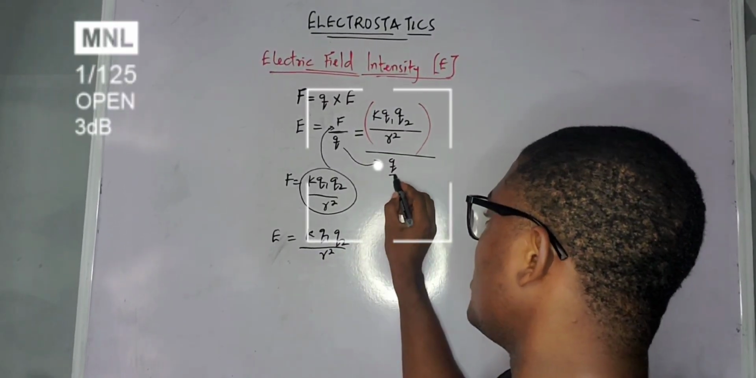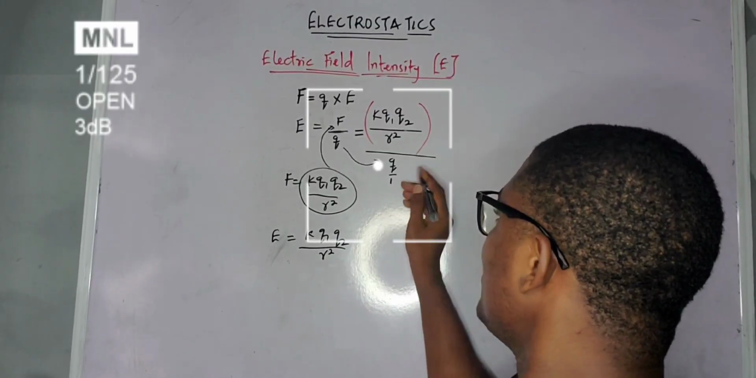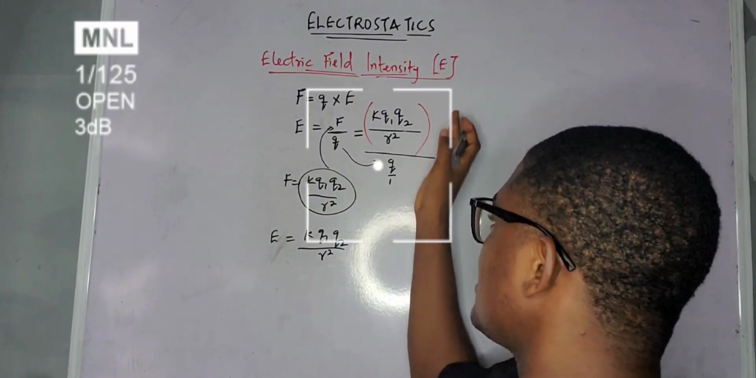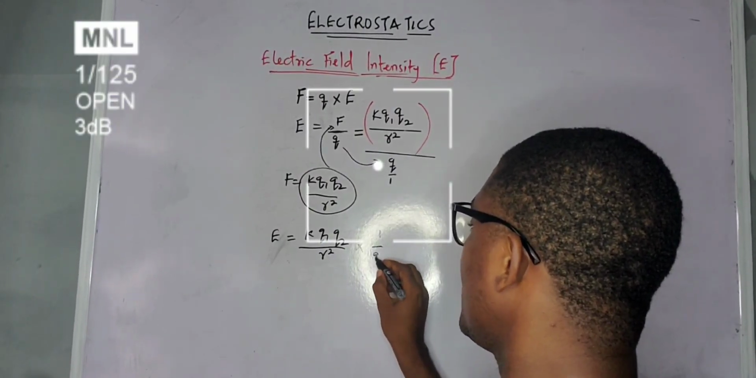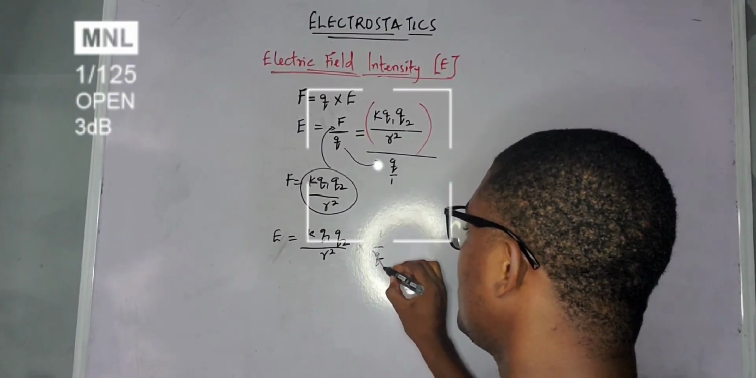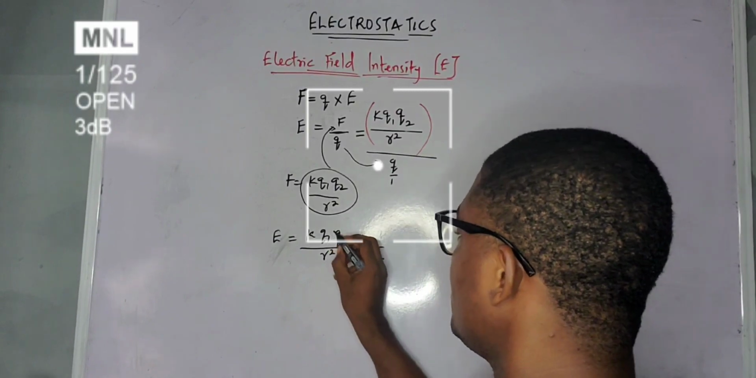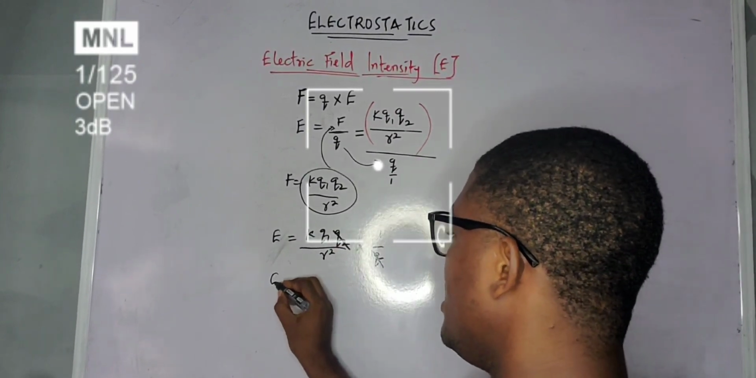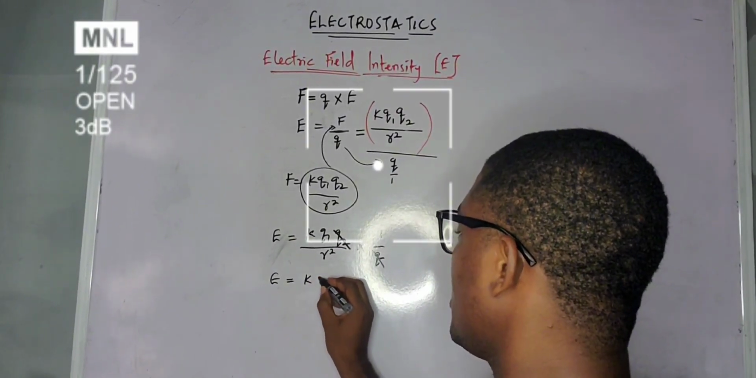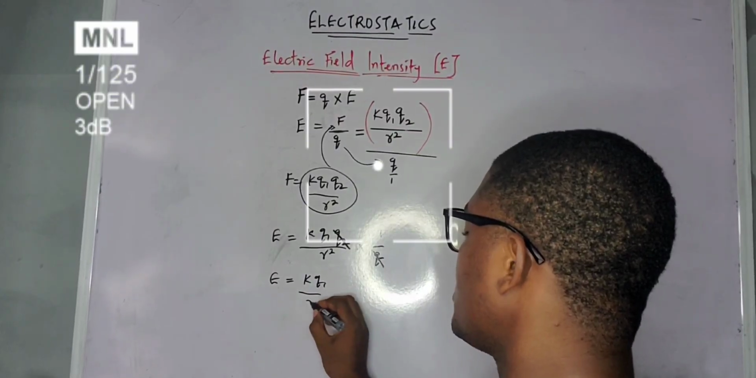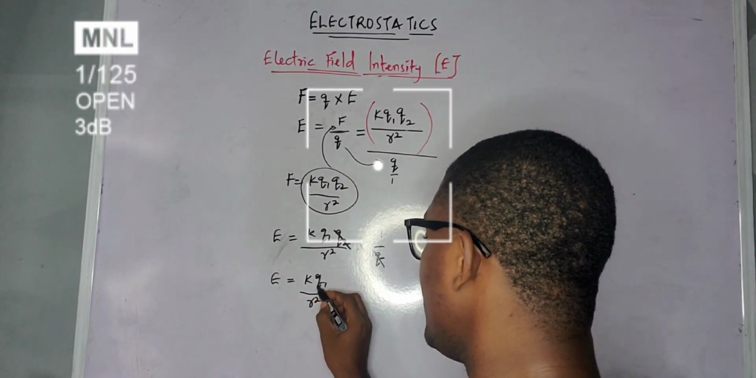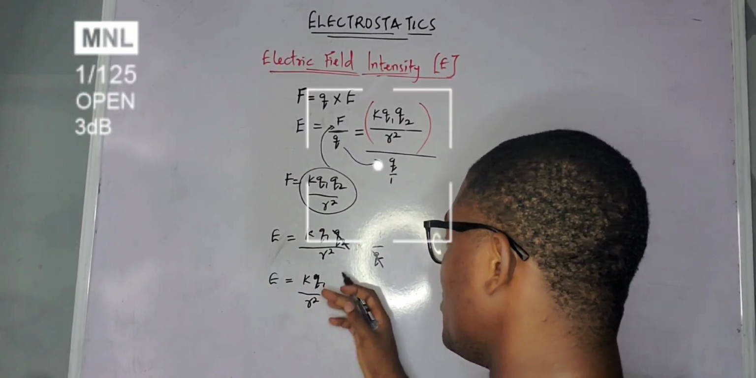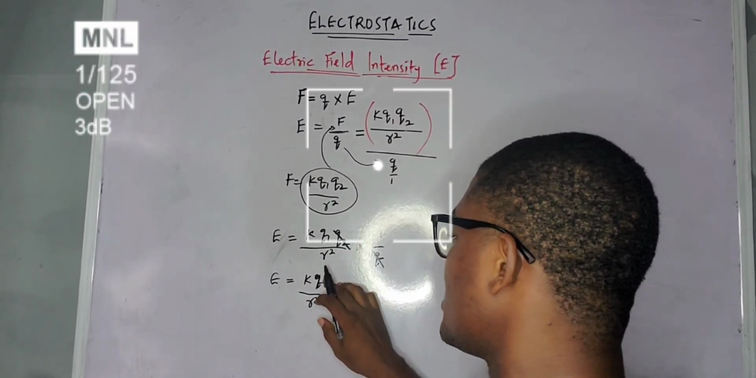Here now, this Q is over 1 automatically. So when you bring this division to this part, it becomes multiplied by 1 over Q. So here one of your Q is going to cancel this one of this Q. So we are going to say E equal to K Q1 over R squared. There's no point in putting the 1 there, because the Q here is just 1. Unless there's 2, you don't need the 1.